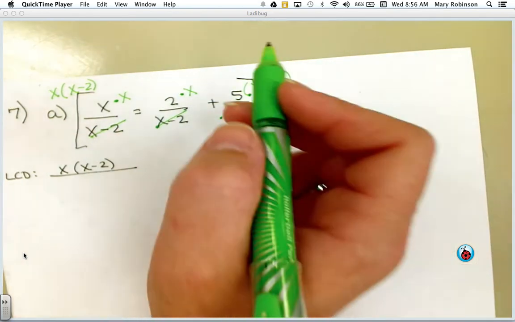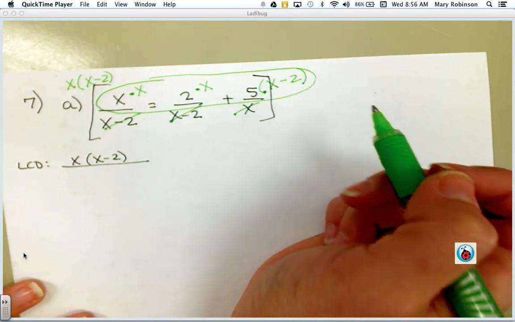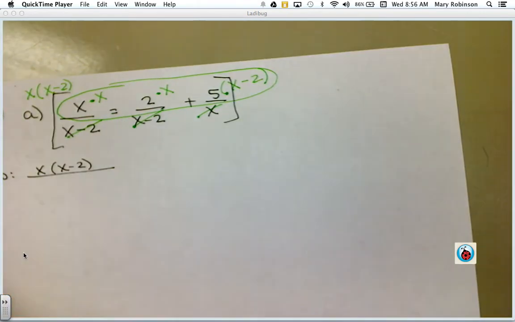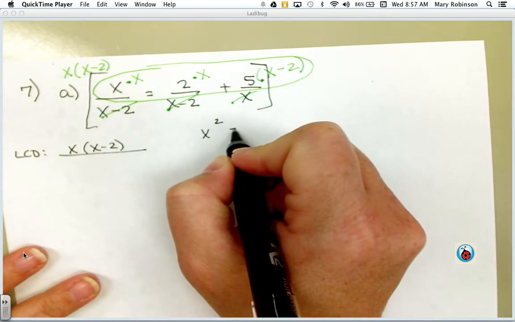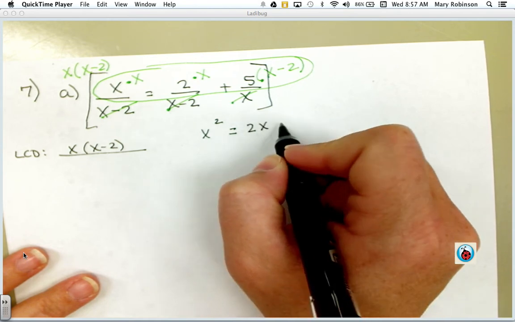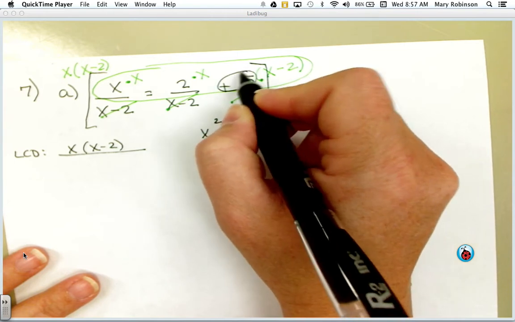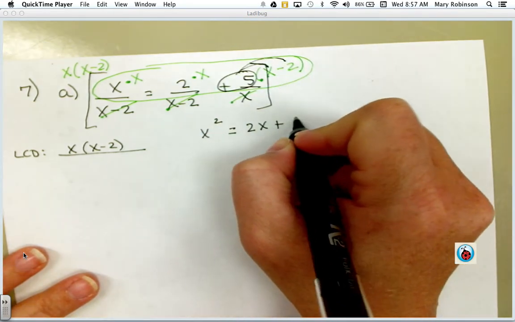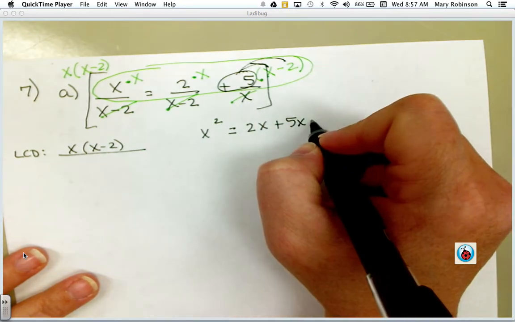My job is to simply solve the equation left by our numerators. So I'm going to simplify that. x times x is x squared. 2 times x is 2x. And here we're going to have to distribute a positive 5. So that's going to be plus 5x. Positive 5 times negative 2 is negative 10.